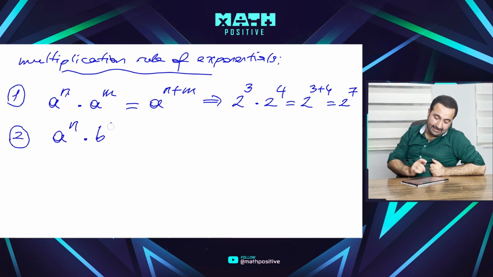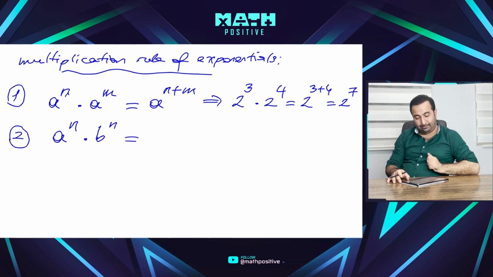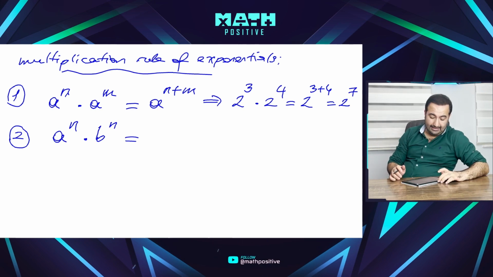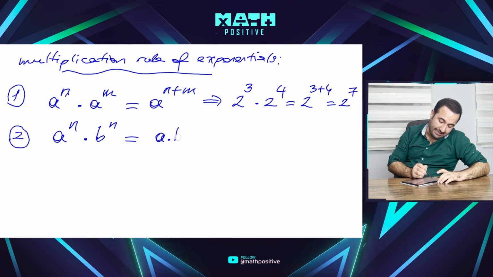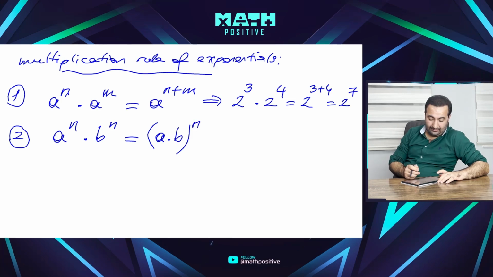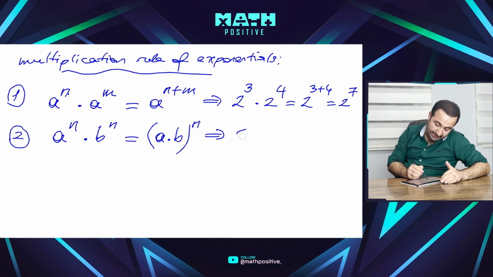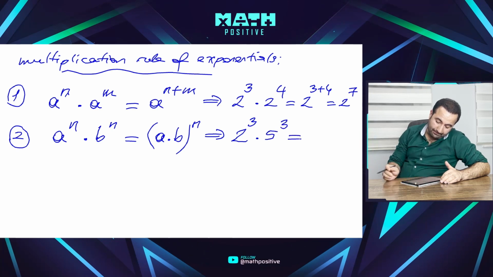Okay? The second one is when we have powers equal and bases different, namely a to the power n times b to the power n. Our bases are different, but our powers are equal. In this situation, we multiply a and b, just have the common power n.